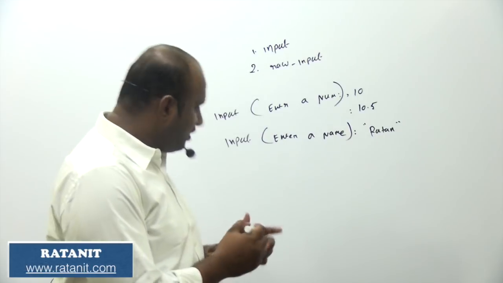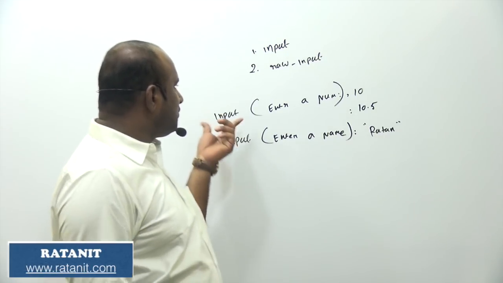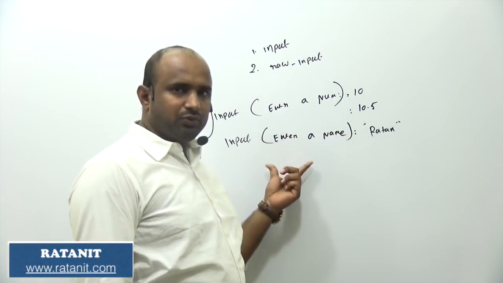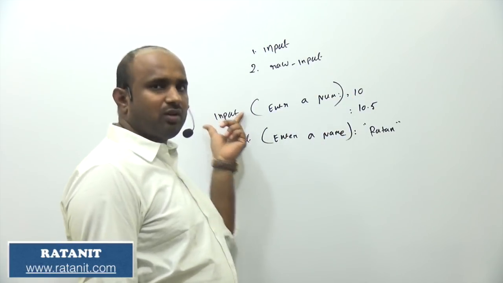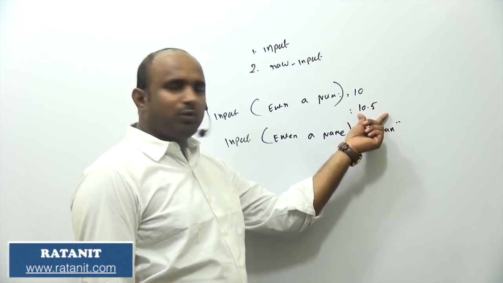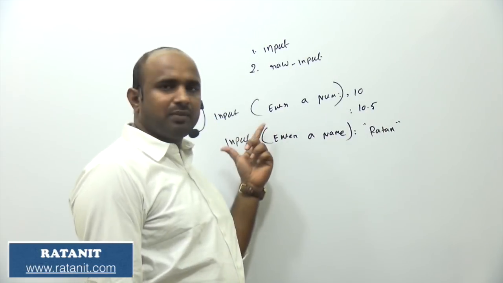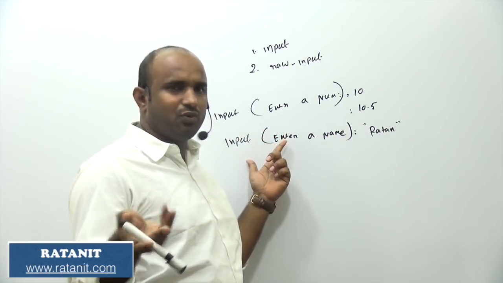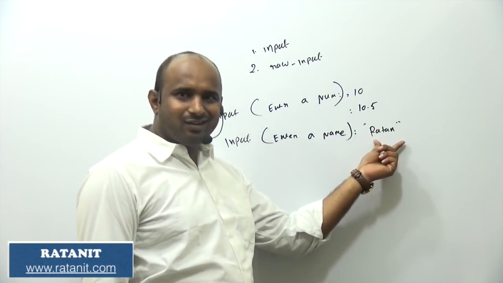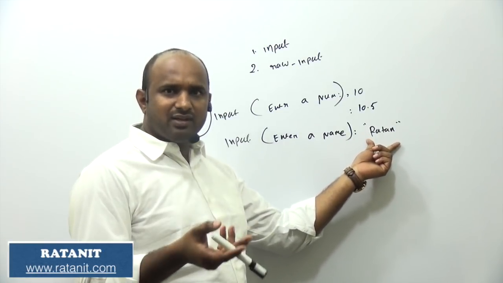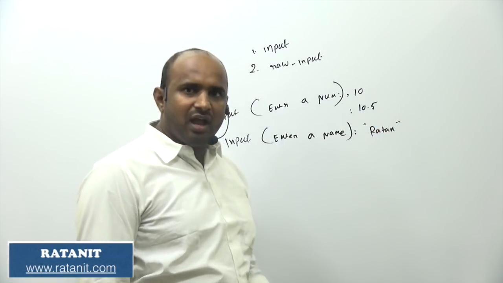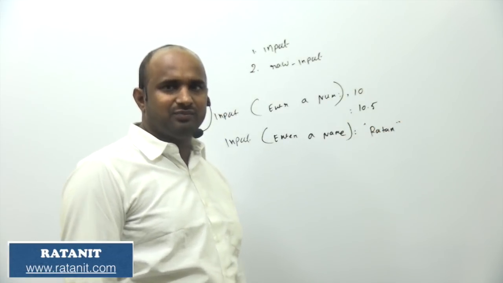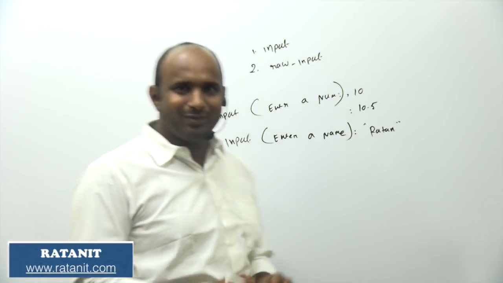Finally, what is the conclusion here? The input function gets the data from the user. If the user enters the value 10, it will be stored in integer format. If the user enters 10.5, the data will be stored in float format. If the user enters Ratan, the data will be stored in string format. That string we can take within double quotes and within single quotes also. Clear? I hope you're understanding.